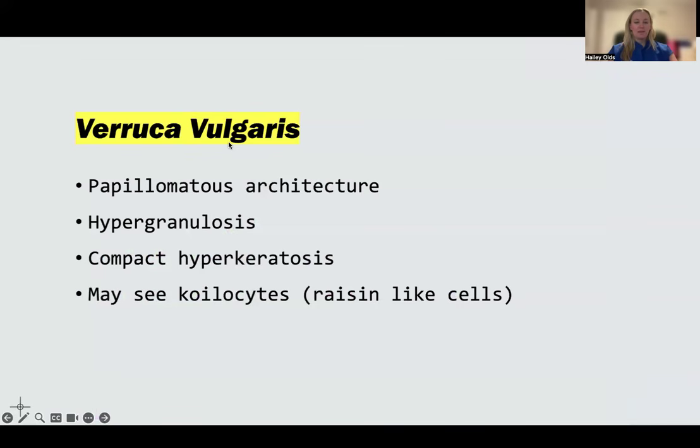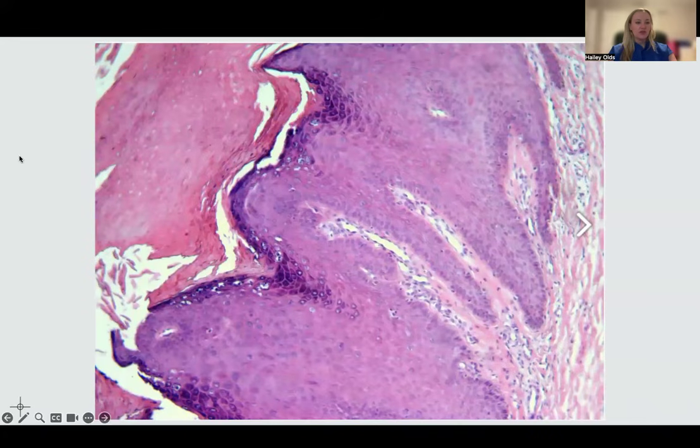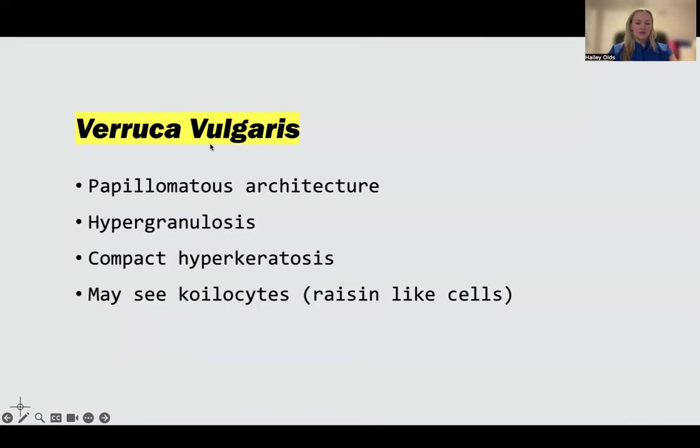So again, it has that papillomatous architecture. You have an increased granular cell layer, which you do see here too. Let me circle that for you. See how much granular cell layer there is. And then you may see those kelocytes as well.